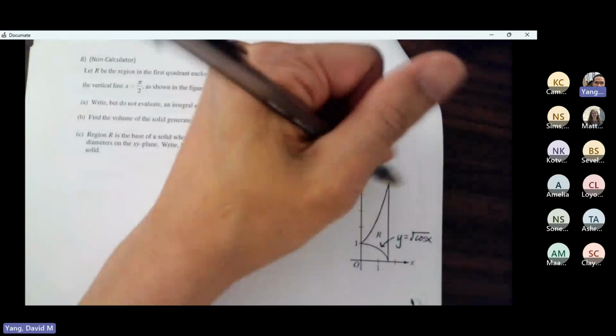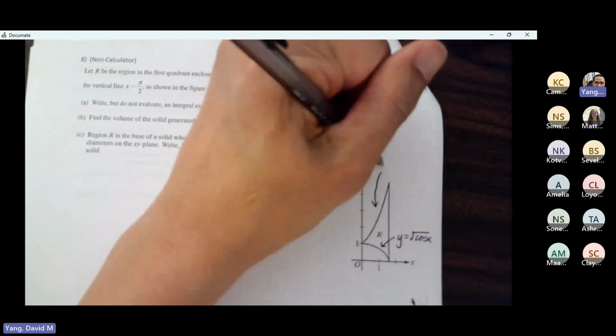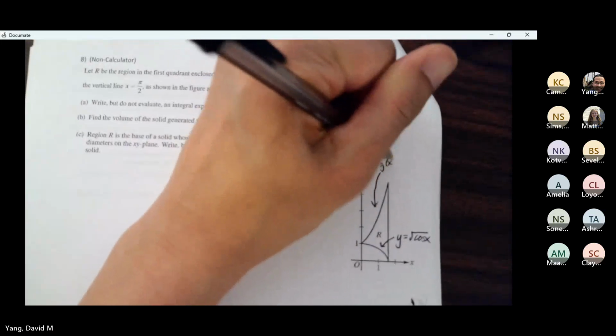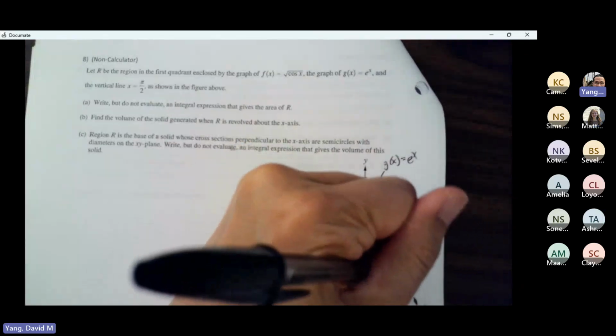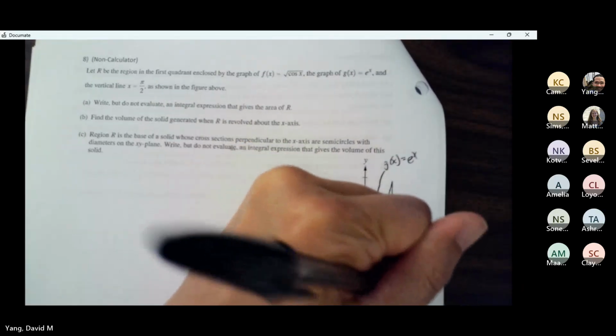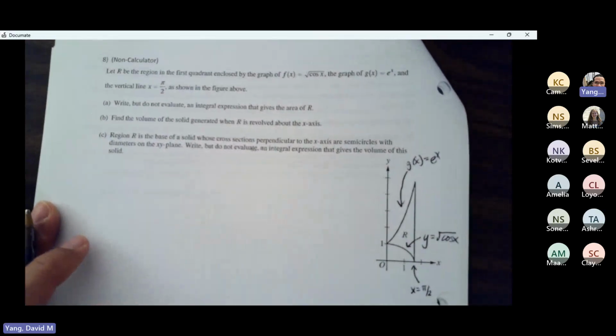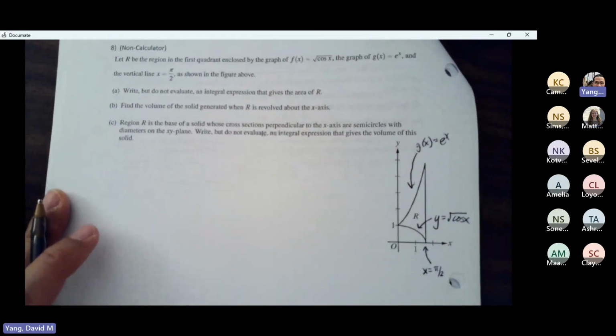You have g of x equals e to the x. That's this exponential function that's rising here. And the vertical line x equals pi over 2, so that's this line here. Do not evaluate the integral expression that gives the area of R.